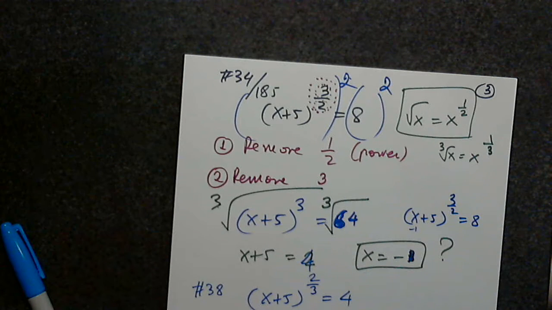3/2. What should I get if this is correct? I should get what? Very good. Let's see if we get 8. So we checked. We put 4, because -1 plus 5 is 4. 4 raised to 3/2 turns out to be 8. So therefore, we accept -1.